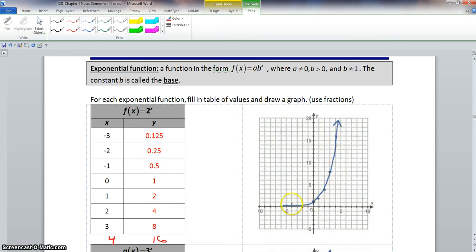Now, if you notice with this graph here, where you plot these points at, it goes up like this here. It's not a straight linear line, and it never touches the x-axis. So you need to pay close attention to that, because later on we will discuss why it never touches the x-axis for this particular graph.